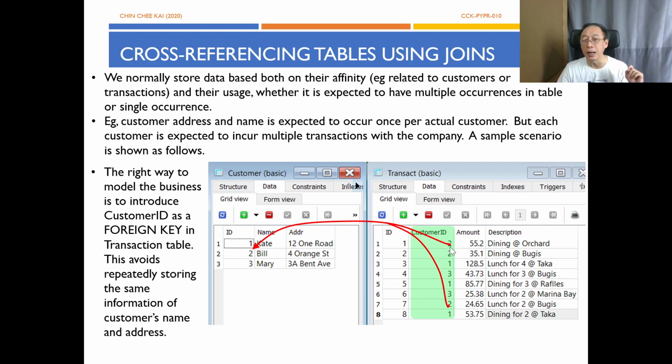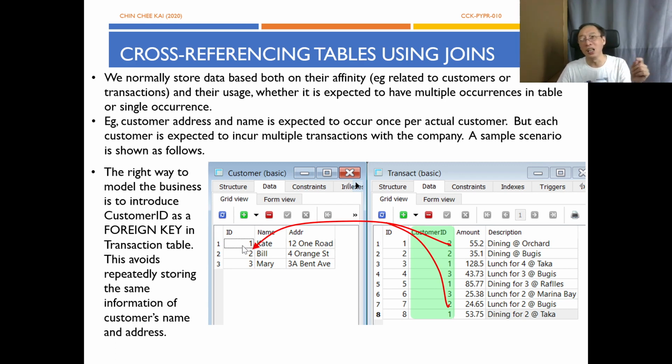Then this customer ID in the schema of transact table is called the foreign key. It's called a foreign key. Why? It is not a primary key because in transact, it has its own primary key. This ID 2 here in the transact table refers to the second transaction in the table. It's got nothing to do with customer. But the customer ID value 2 has a meaning. It is not to be interpreted on its own. It has to be interpreted relative to the primary key of the customer table.